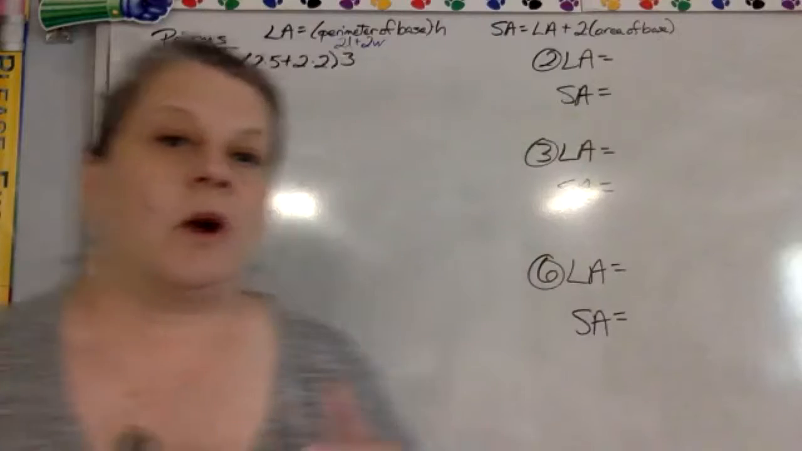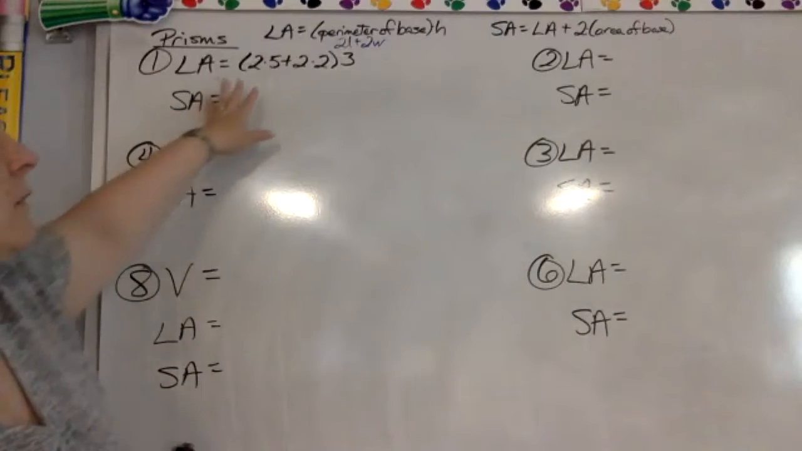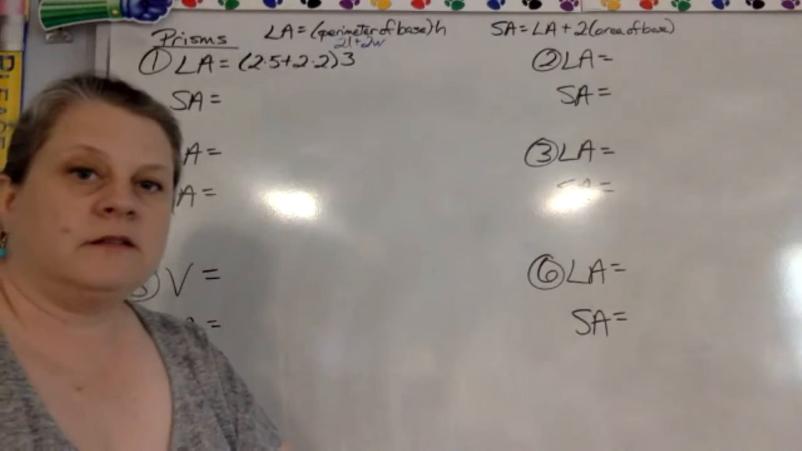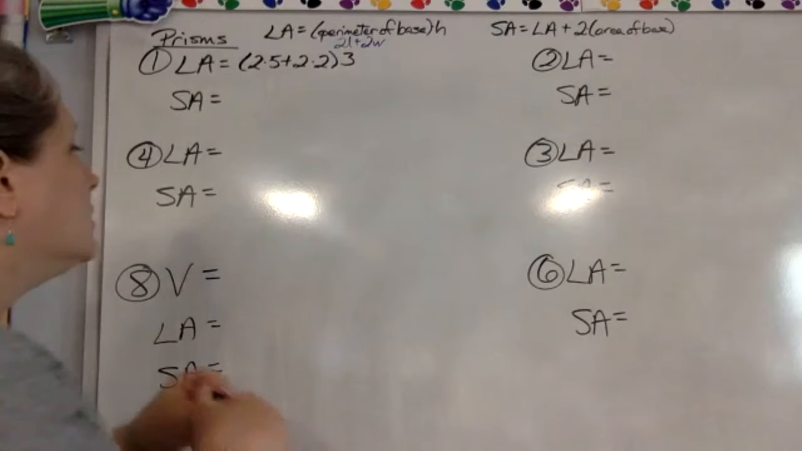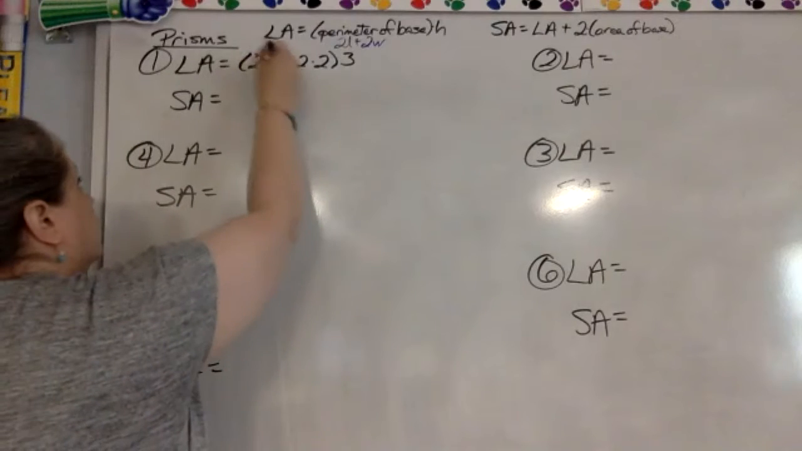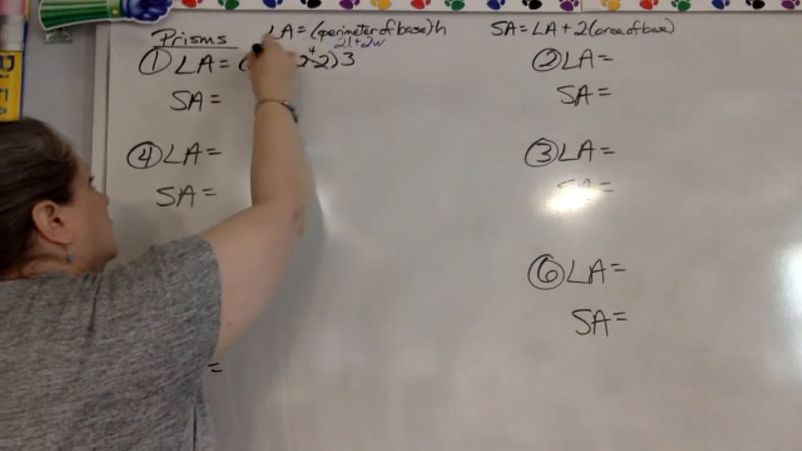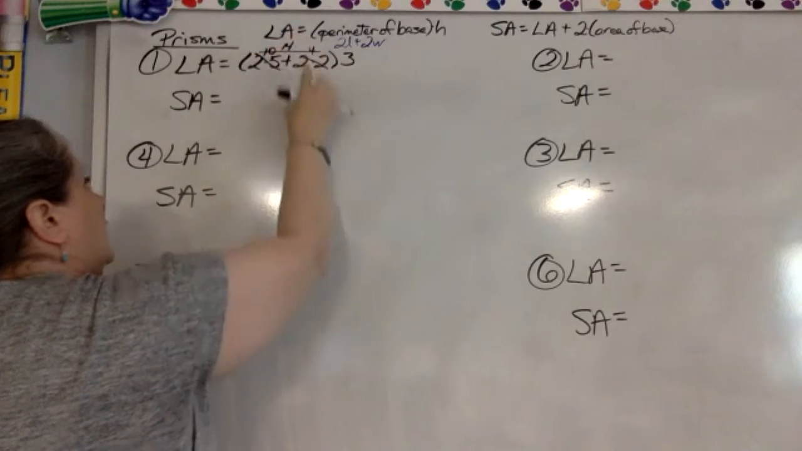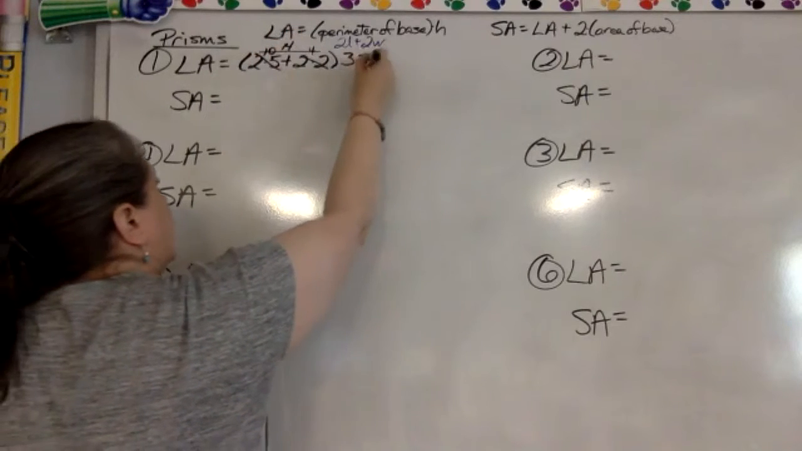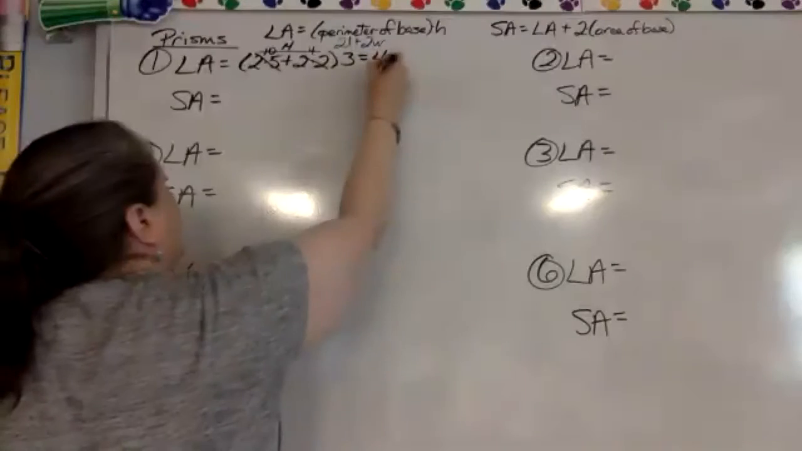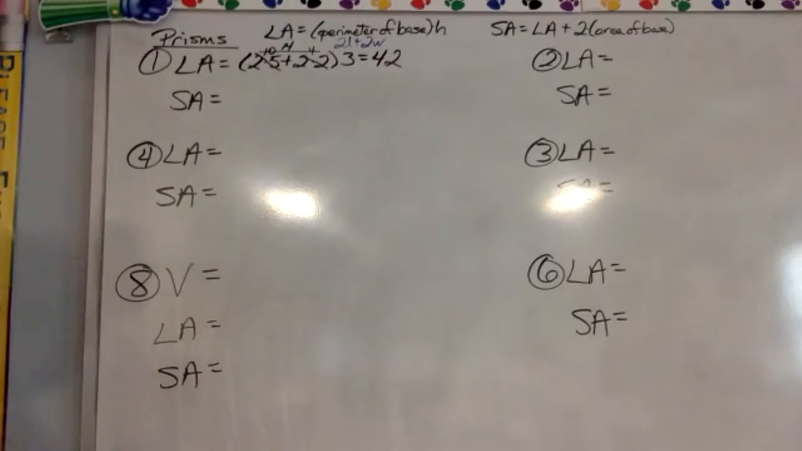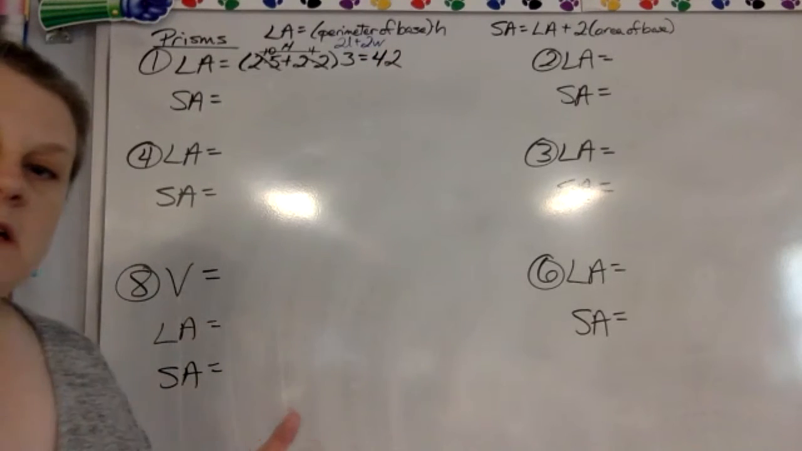Okay, so we're on our worksheet. We're finding our lateral area. Okay, so 2 times 5 is 10. 2 times 2 is 4. 10 plus 4 is 14. 14 times 3 is 42. So our lateral area is 42.